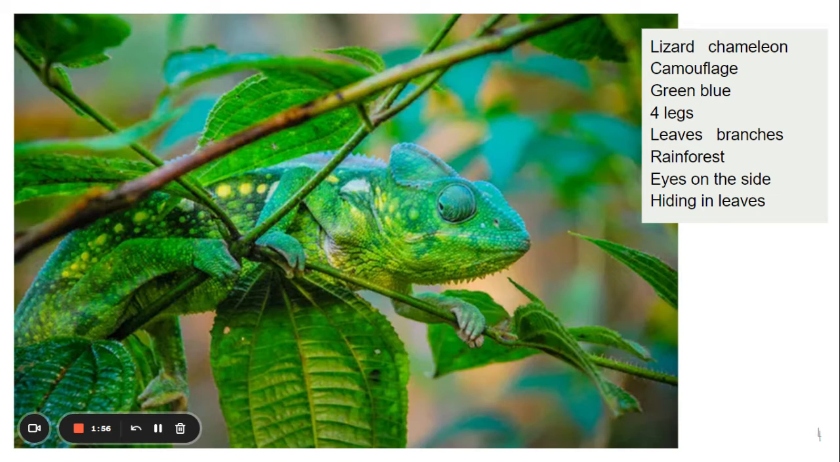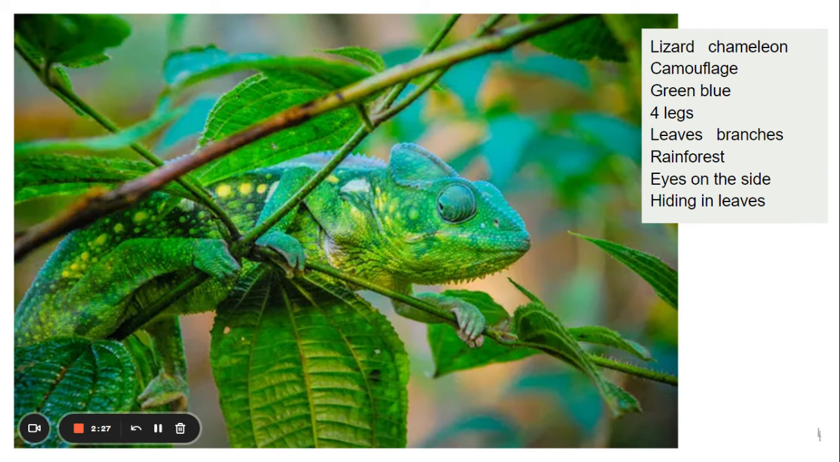And I started with a picture. Because a picture is very open-ended, and a picture also says 1,000 words. So here were the results. Every student was able to offer something. You can see in the gray box, they offered lizard, chameleon, camouflage, green, blue, 4 legs, leaves, branches, rainforest, eyes on the side, hiding in the leaves. So I recorded on the board everything that they said, every answer that they said.